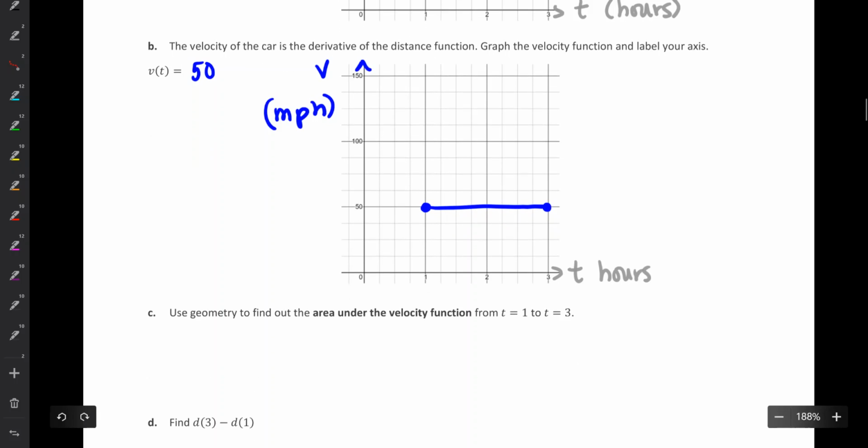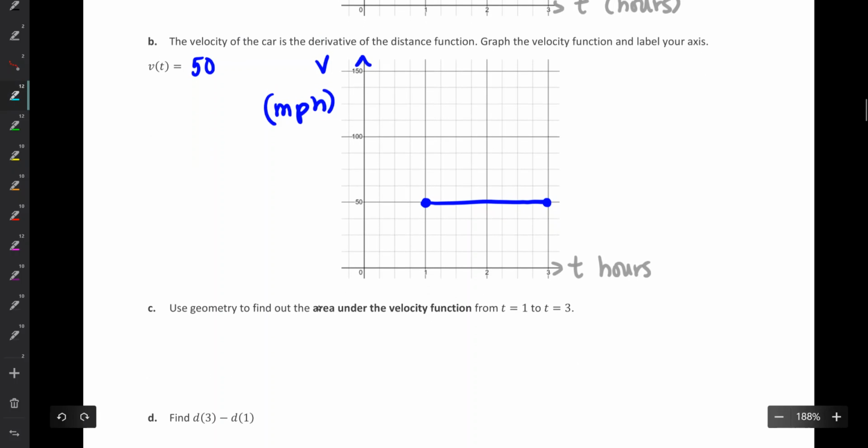I want us to now use geometry to find the area under the velocity function from t equals 1, from 1 o'clock to 3 o'clock. So I'm looking at finding this signed area. He's always going in the positive direction. He's not double backing on himself. This happens to all be positive. This area is representing the distance that he's traveled between 1 and 3, that net change in distance.